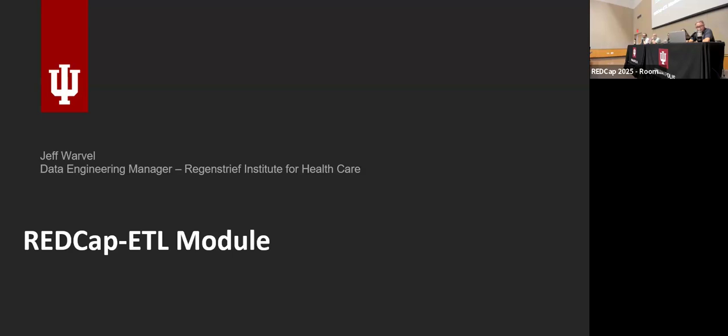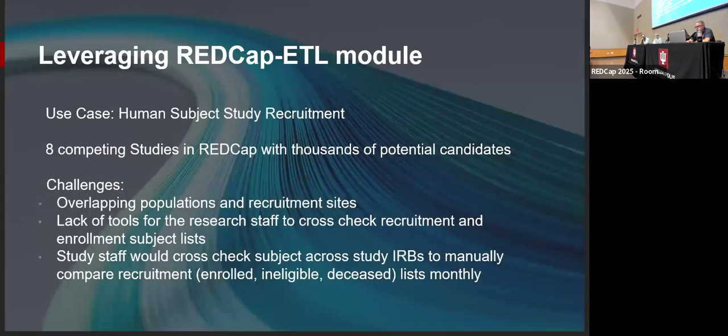The Institute is a pretty large organization. We have basically 5 different centers or programs performing a variety of different research at any particular time. So that brings us to our use case. One of the centers at the Institute was performing a lot of aging research care, and they had 8 different competing studies in REDCap and human subject studies that were going on.